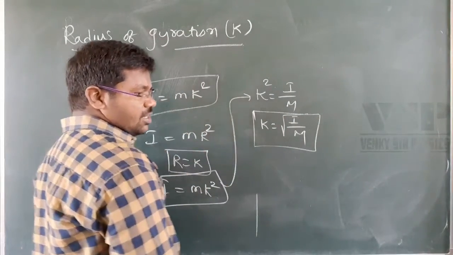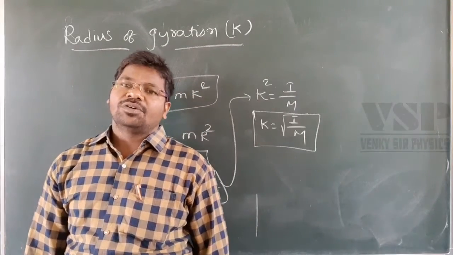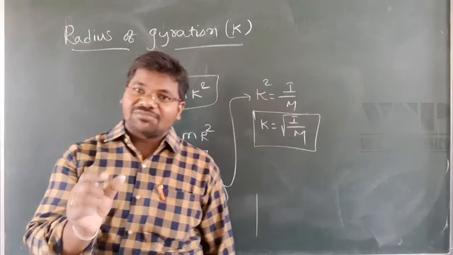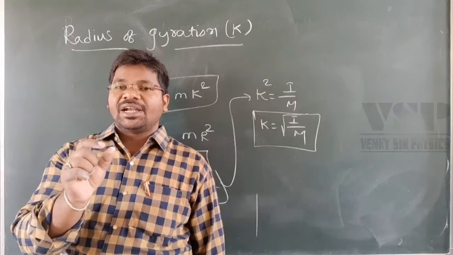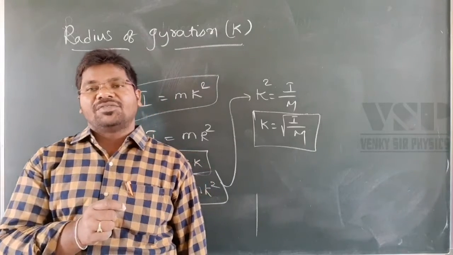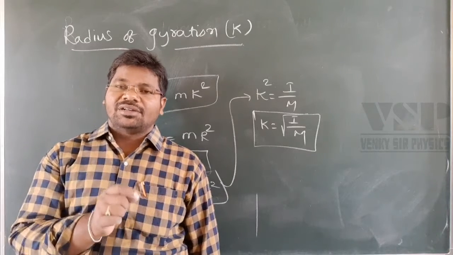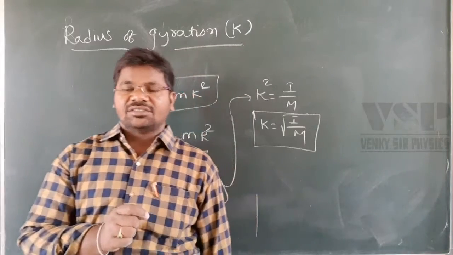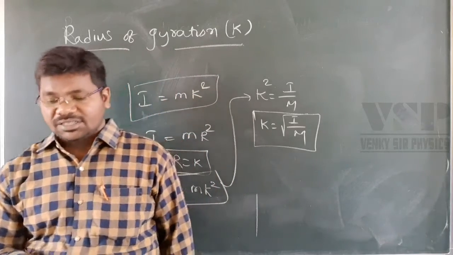So what is radius of gyration? Radius of gyration may be defined, for a body rotating about a fixed axis, as the distance of a mass particle whose mass is the mass of the whole body and whose moment of inertia is equal to the moment of inertia of the body. So the moment of inertia of the rigid body equals m k square, and k is called the radius of gyration. It is a distance, my children. Understand?